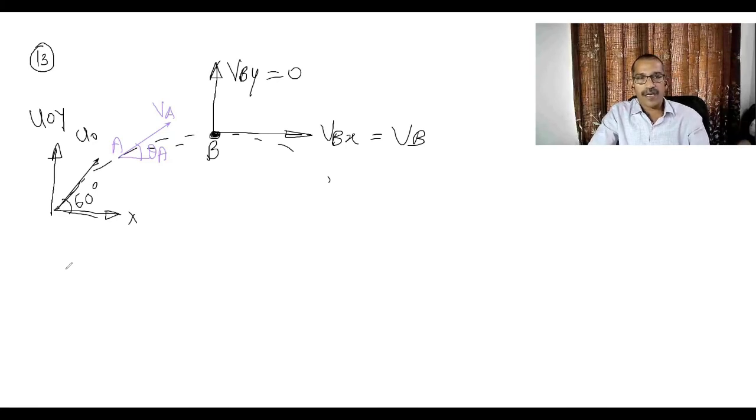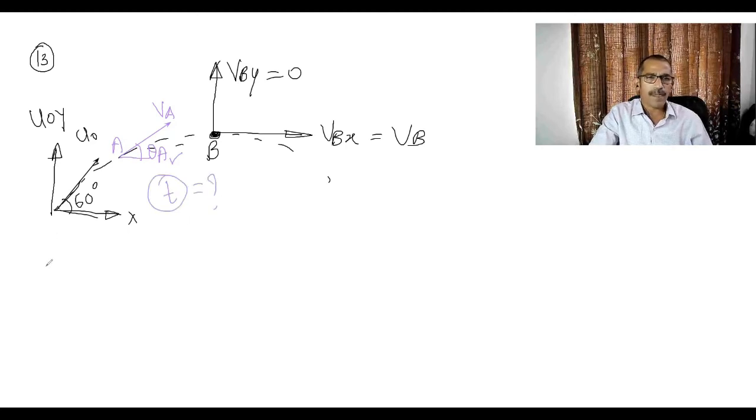The initial angle is what? 60 degrees. Find how much time it takes so that the velocity is inclined at 50 degrees, 40 degrees, 30 degrees, 20 degrees with the horizontal. That means this angle is given. Find how much time it takes to reach this location.